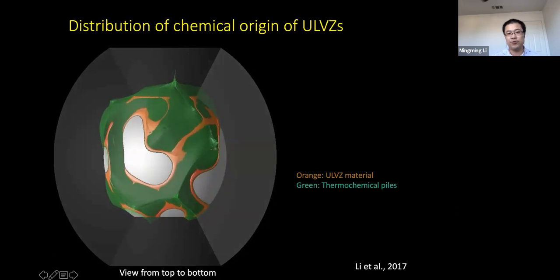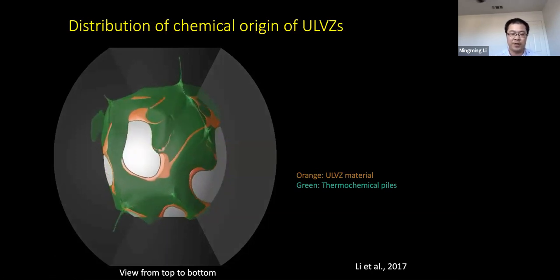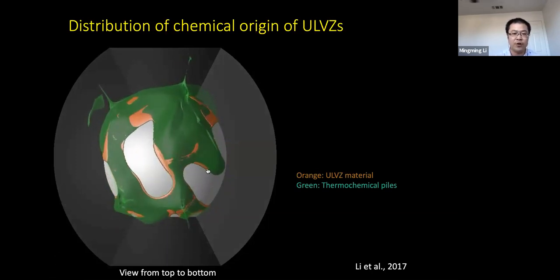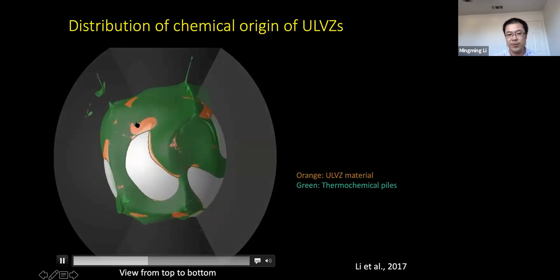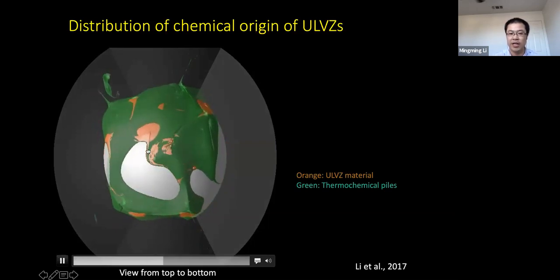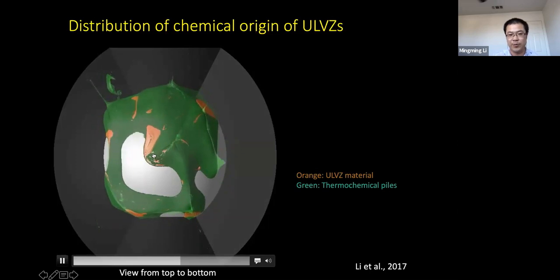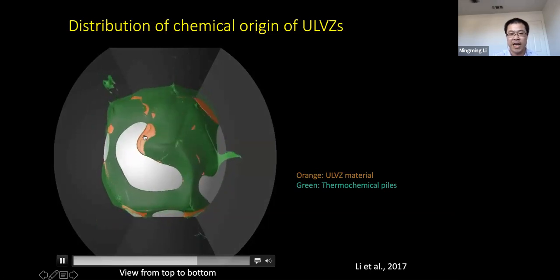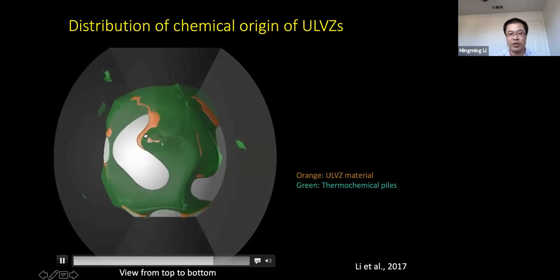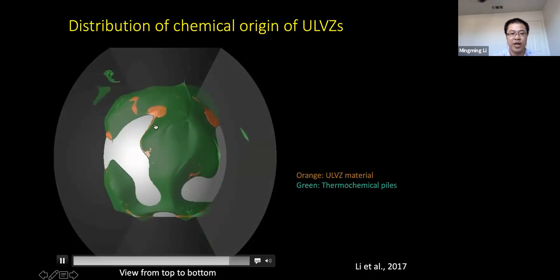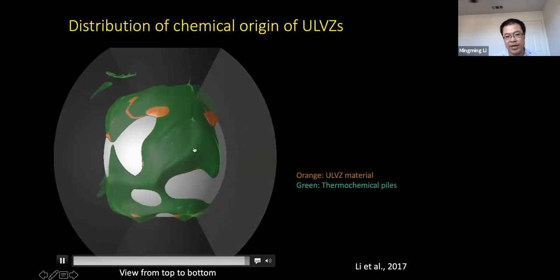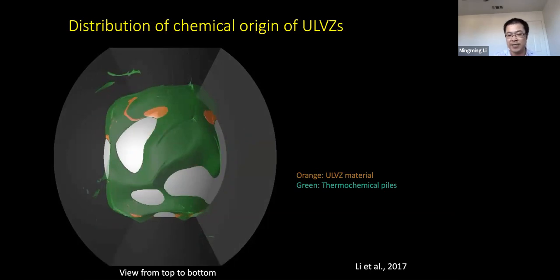Now you can see that very shortly after the calculation starts, most of the UVZ materials are pushed to the edges of the thermochemical piles, right? And they have different sizes, big and small, and also round shapes and linear shapes of UVZs. And these features of UVZs are consistent with some of the seismic observations.